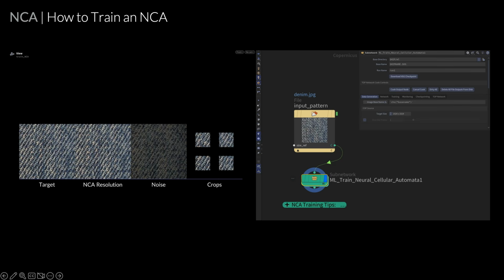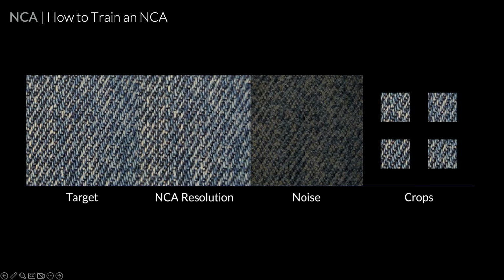In COPS, you find the ML train NCA recipe. All you need to do is plug in your target image. It then shows you a little helper layout that helps you check for some of the most common pitfalls. The most important one is scale. The general pattern should ideally still be visible at a low-res NCA resolution of 128 by 128 during training.